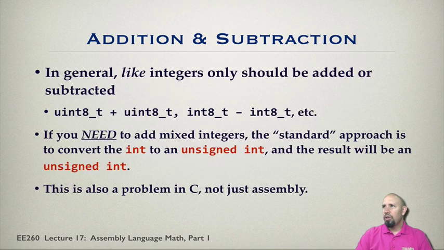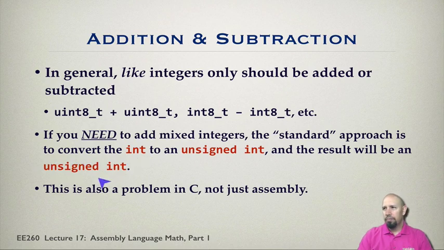So, in general, integers only should be added or subtracted. That is a uint8 with a uint8, or an int8 with an int8, etc. So that's the general rule, and if you can follow that, that's great. If you need to add mixed integers, this quote-unquote standard approach is to convert the int, which is signed, to an unsigned int, and then when you do the addition or subtraction, the result ends up being an unsigned int.